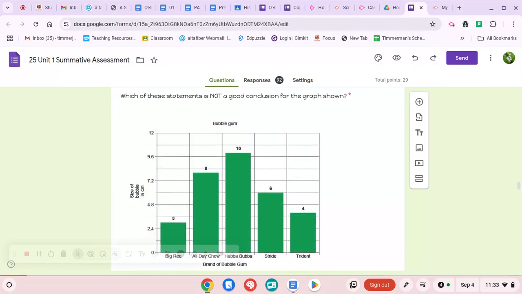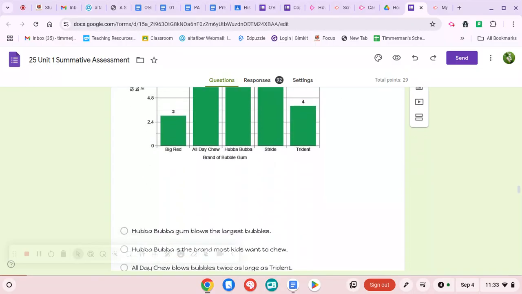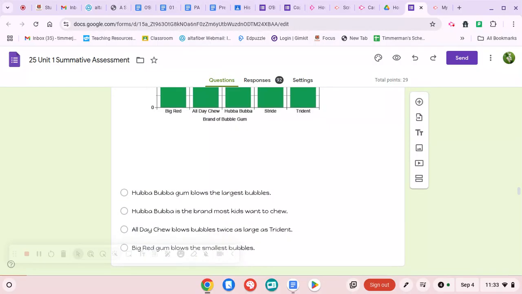Which of these statements is not a good conclusion for the graph shown? Hubba Bubba gum blows the largest bubbles. Hubba Bubba is the brand most kids want to chew. All Day Chew blows bubbles twice as large as Trident. Big Red gum blows the smallest bubbles.